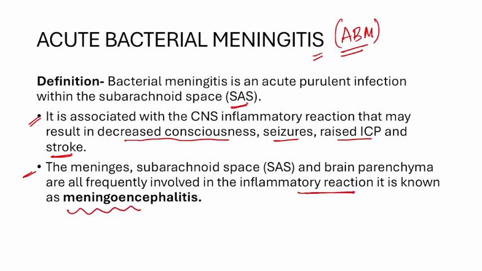Then it becomes meningoencephalitis and it no longer remains meningitis. In meningoencephalitis, you will find the features of both meningitis, that is neck rigidity, fever and headache, and also the features of encephalitis, that is headache, fever, seizures, loss of consciousness, or decreased consciousness like stupor, coma, etc. So the features of encephalitis and meningitis may overlap, and that condition is known as meningoencephalitis. And when bacteria cause it, it is called acute bacterial meningitis or acute bacterial meningoencephalitis.